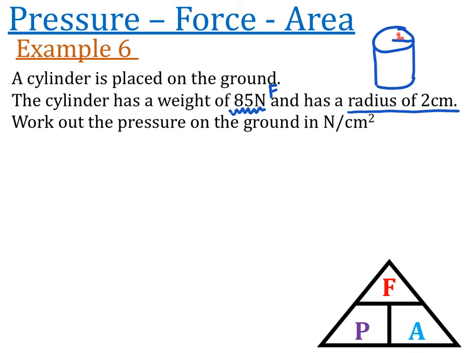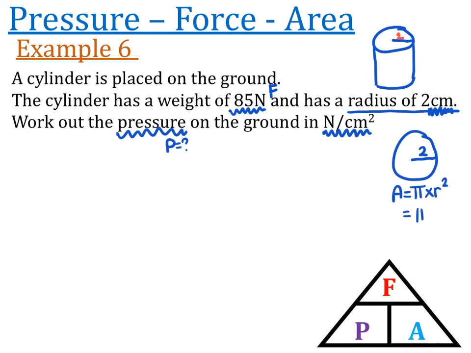Work out the pressure, so they want us to find the pressure, that's pretty standard, on the ground in newtons per centimeter squared. Okay, so this is good because we've got centimeters squared here and we've got centimeters over here, so that is looking promising. Area, we're definitely going to need an area. Oh goodness, what area are we going to need? Well, hopefully you were listening when I was being dramatic and drawing my cylinder. The cylinder starts with a circle, and this circle has a radius of 2. So hopefully you remember that area is pi times r squared. So that's pi times 2 squared, which is 4 pi.